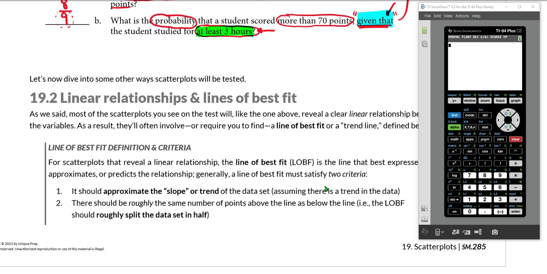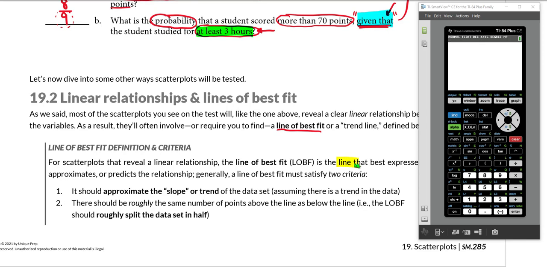Let's talk about some of the other ways that scatterplots can be tested. One of those ways, quite a common way, is with a line of best fit. You heard me say at the beginning of this section that most of the relationships that we see developing on a scatterplot will be linear, and therefore a line of best fit will be a common part of a lot of these scatterplot questions. What is a line of best fit? I'm going to go ahead and highlight some stuff here.